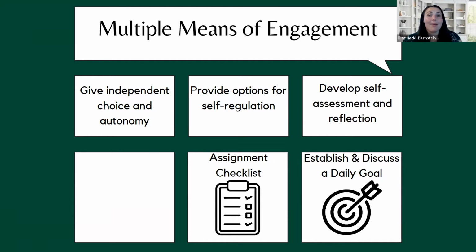And sometimes it might be that step 4 is your choice. Then we're tying in that independent choice as well. And then again, that self-assessment and reflection piece. In my class, that's looked like establishing and discussing a daily goal. So every day we walk into the classroom, my students set a goal for themselves. And this was based actually on work that we did with our social worker. So that was determining goals for them throughout the day.